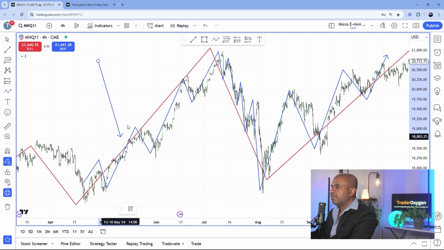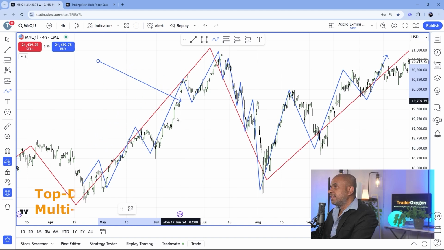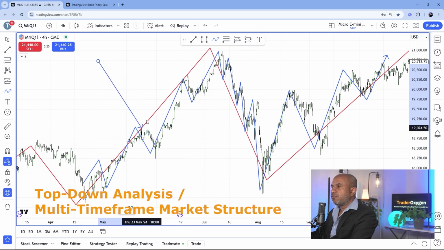The daily trend leg is the red color leg. Now the blue color area is the 4-hour trend. You can see it's making higher highs and higher lows. So clearly in the daily trend leg, the 4-hour is in an uptrend.